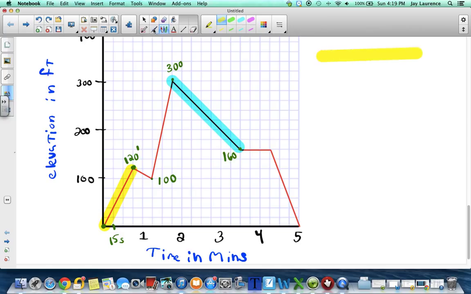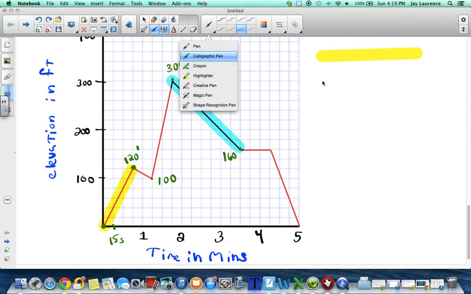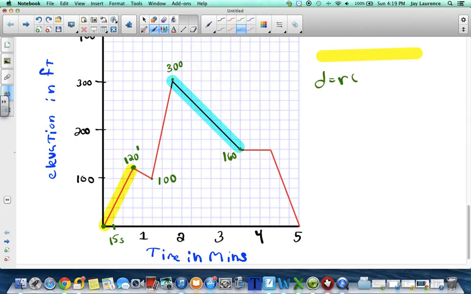Now, we know that this equation, d equals rt, right? And to find a speed or a rate, we have to get the r alone. And so we're going to divide by t. And so then our rate is going to be the change in the elevation, or change in the distance, divided by the change in the time. Okay, so let's see here. How much did it climb? It looks like it climbed from 0 to 120 feet. I'm going to write 120 feet. Over how much time? Now, it looks like 45 seconds.